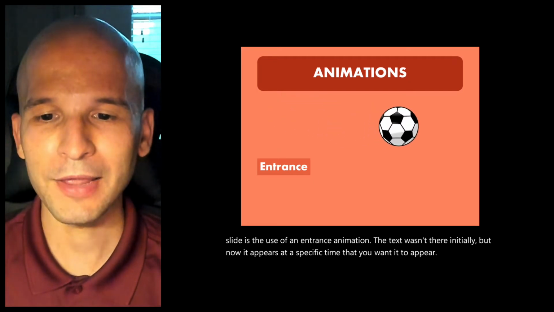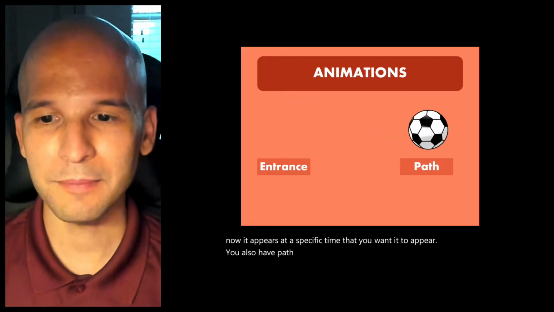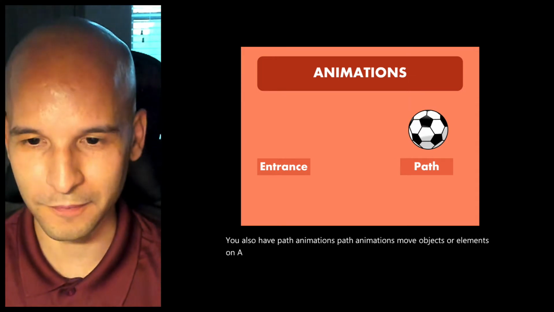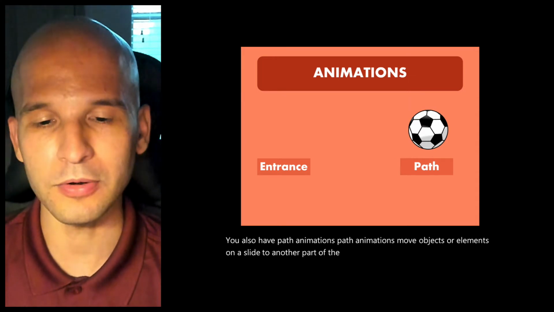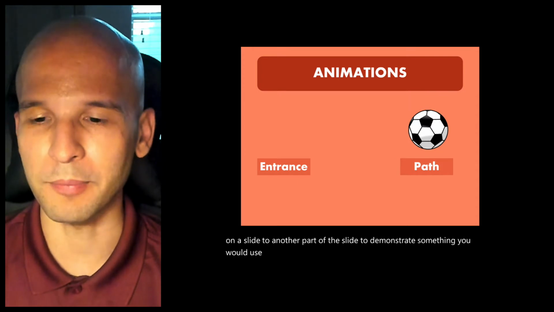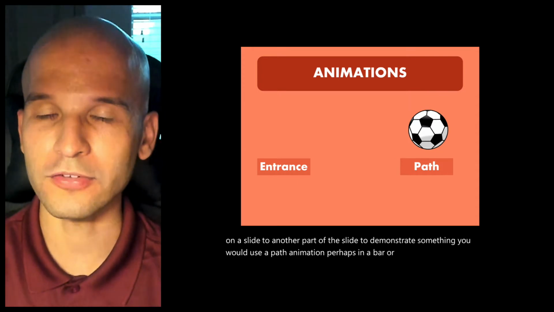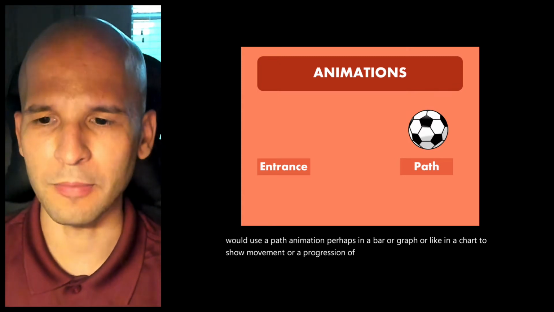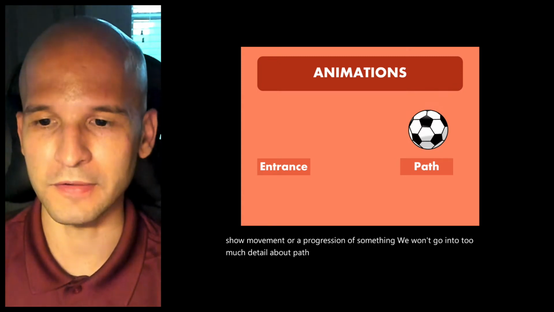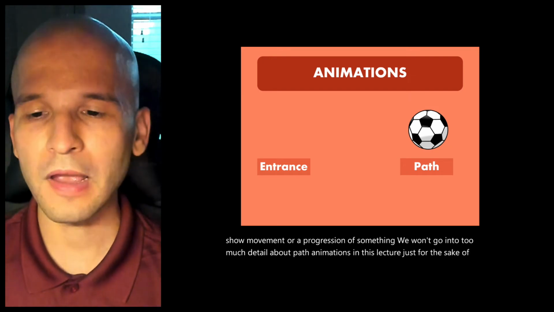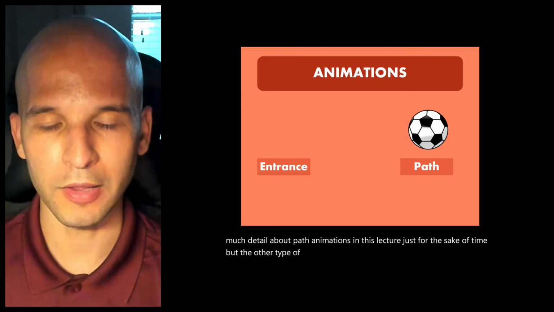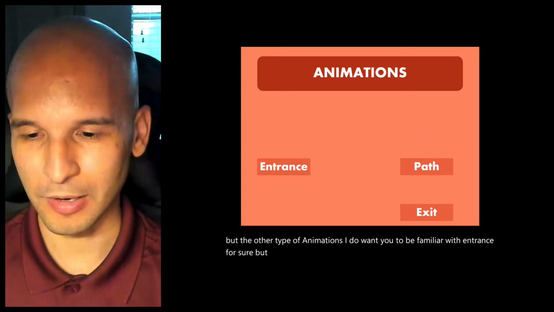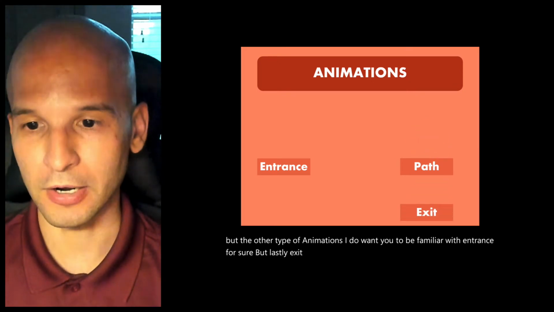You also have path animations. Path animations move objects or elements on a slide to another part of the slide to demonstrate something. You would use a path animation perhaps in a bar or a graph, or a chart to show movement or a progression of something. We won't go into much detail about path animations in this lecture just for the sake of time. But the other type of animations I do want you to be familiar with. Entrance for sure, but lastly, exit animations, making things disappear.